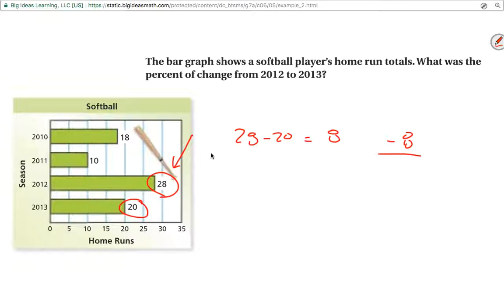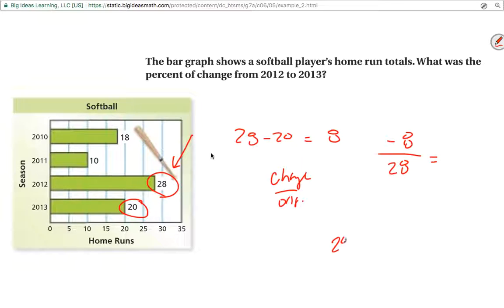What was your first one you compared? The 28. So -8 out of 28 is going to be your fraction. Okay, again, change over original. Now, let's convert this to a percent. Well, 8 over 28, let's do a little division problem.